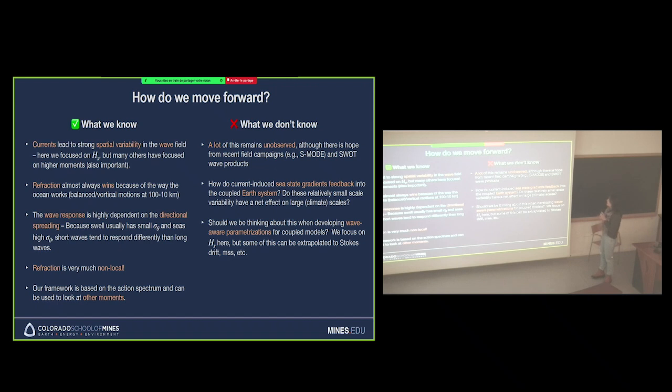A lot of this stuff remains unobserved, and this might change now with S-MODE and SWOT. The two food-for-thought questions here are: how do these wave state gradients feed back into the coupled system? We have relatively small scale gradients. Is that going to have a net effect on large or climate scales? And should we be thinking about these spatial gradients when we're thinking about parameterizations that are wave aware? All right, so that's it for horizontal shear. I'll pass it over to Simen, I hope.